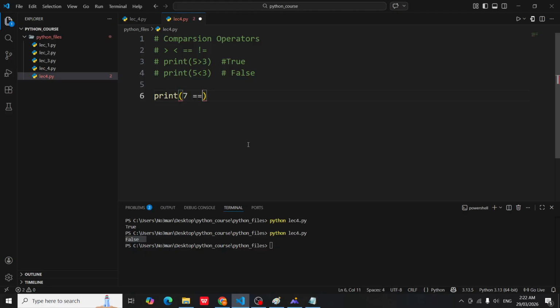7 equal 7. That should give us true. There are two equal signs, that means equal, because one equal sign means the variable is being assigned a value. So one equal is assign value, two equals is checking equality. Okay, let's print it and see what happened. Clear, run, it gives us true.